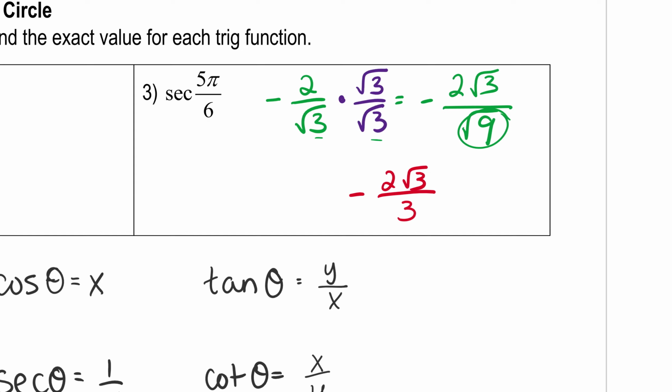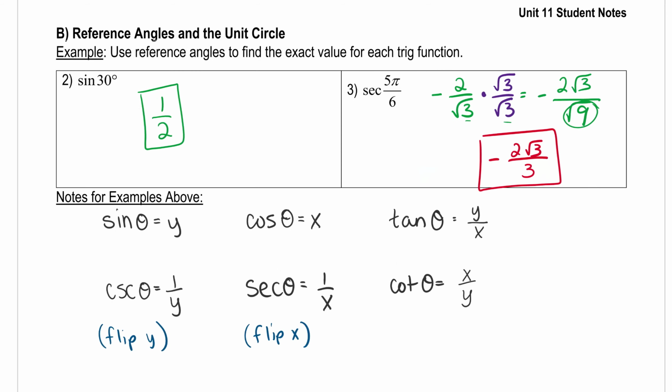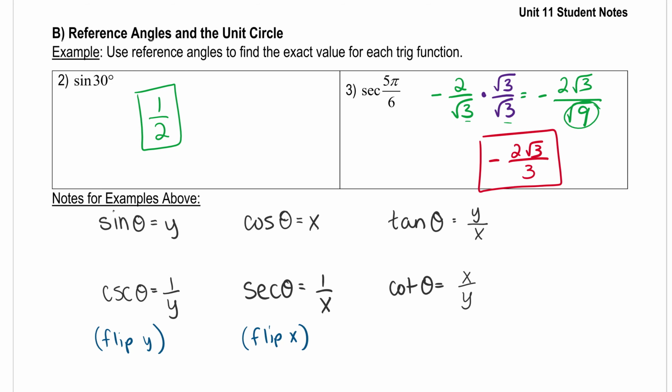Now, I can reduce outside numbers, but 2 and 3 do not reduce, so that would be my final answer. And that's how you do reference angles using the unit circle. You just find your x or your y, or if it's tangent, you would divide them. And either you just have a simple number, like number 2, or you have something where you flip it and you have to rationalize the denominator for number 3.